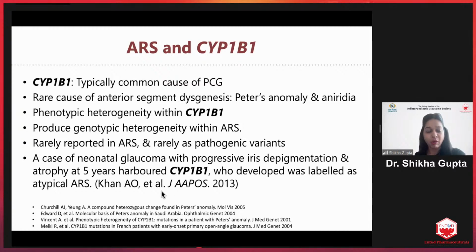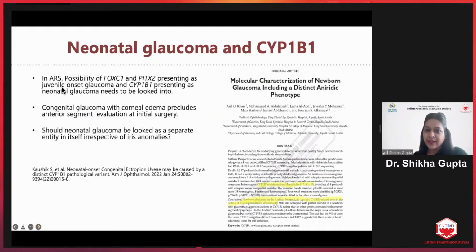Professor Khan here also had reported a case of neonatal glaucoma with normal iris in the beginning, but progressive iris depigmentation and atrophy at 5 years. This patient also harbored CPAMD8, and he labeled this patient as a case of atypical ARS. So in ARS, there is a possibility that maybe FOXC1 and PITX2 lead to a later onset of glaucoma, whereas CPAMD8 presents as neonatal glaucoma, but it needs further credence.